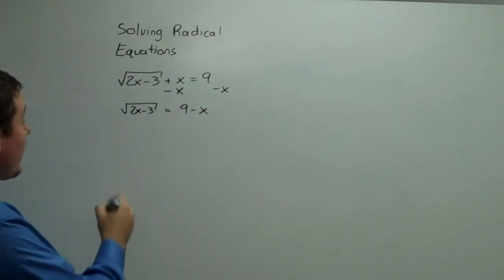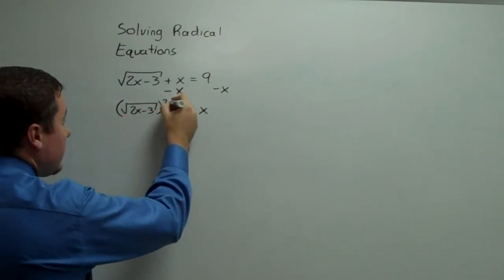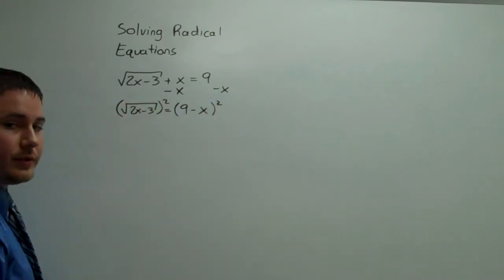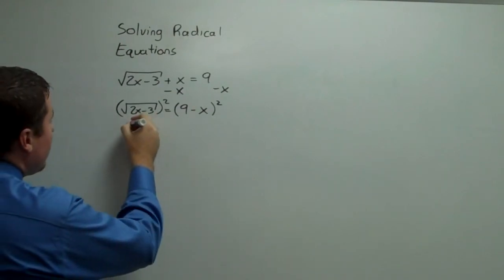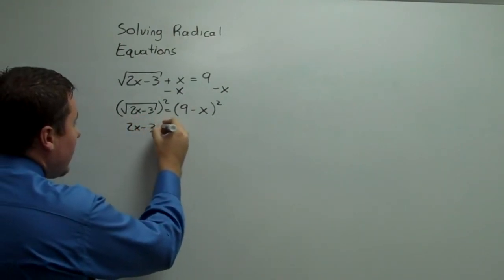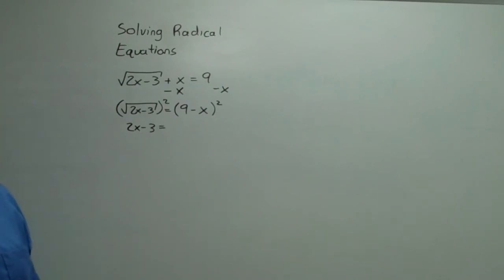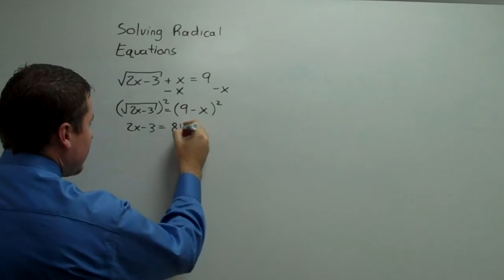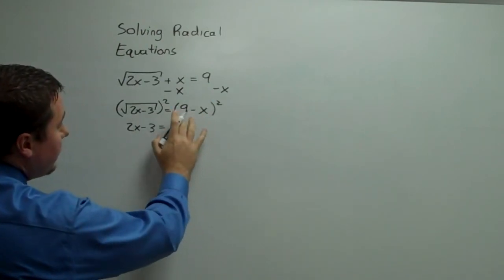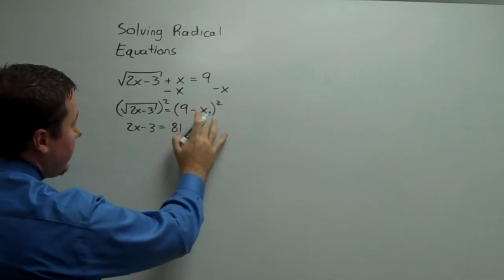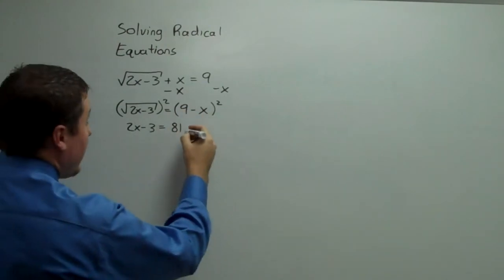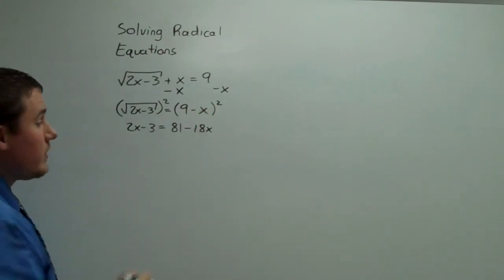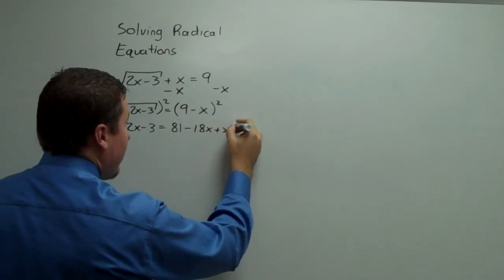It's at this point that I square things. This side squared and this side squared. Now the square of a square root is whatever's inside, 2x minus 3. The thing on the right is a binomial squared. So the way this goes is the square of the first term, which is 81, twice the product of the two, so 9 times negative x is negative 9x, twice that is negative 18x, and then the second term squared, so plus x squared.